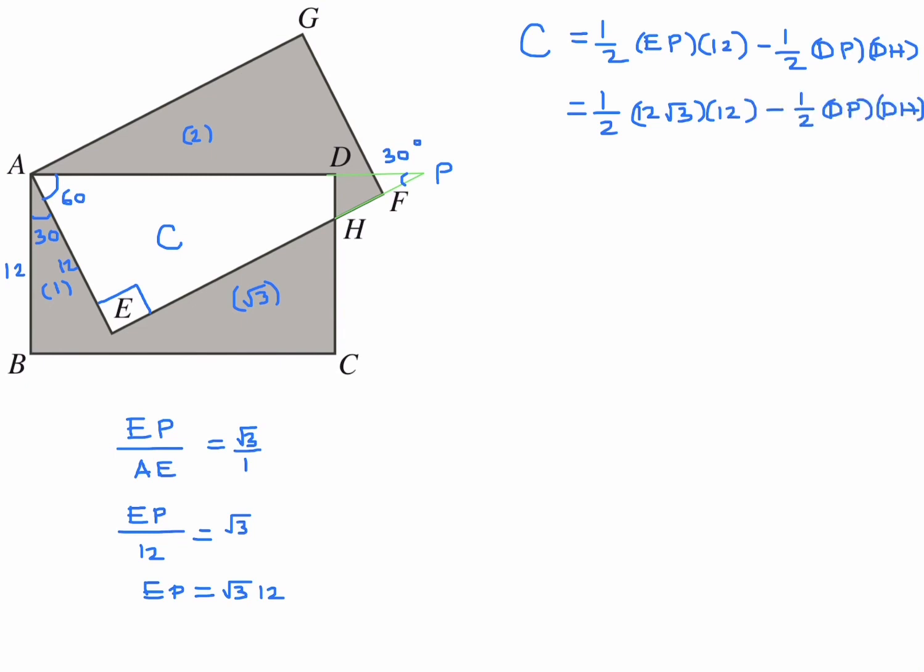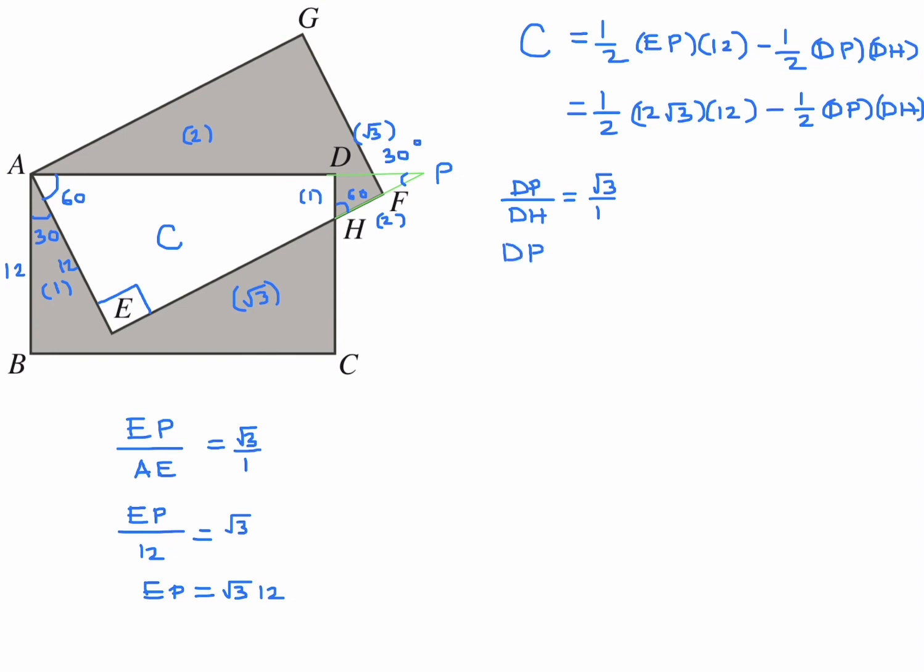Now we're going to look at this small triangle right here. That small triangle, this is 90 degrees, correct? And this, therefore, is 60 degrees. So again, we've got a 30, 60, 90 triangle with the ratios of 1, 2, and √3, like that, for this triangle right here, DPH. So therefore, if we use the same ratios, DP over DH is equal to √3 over 1, like that.